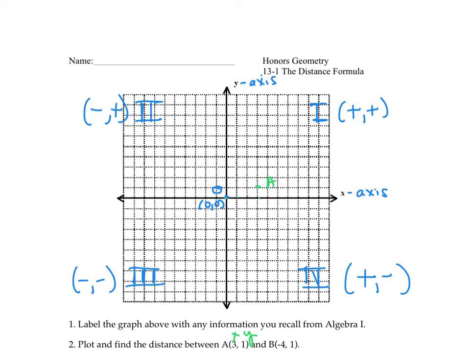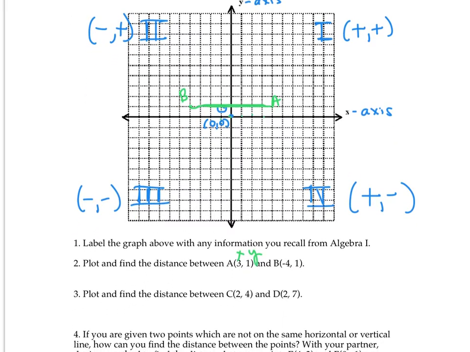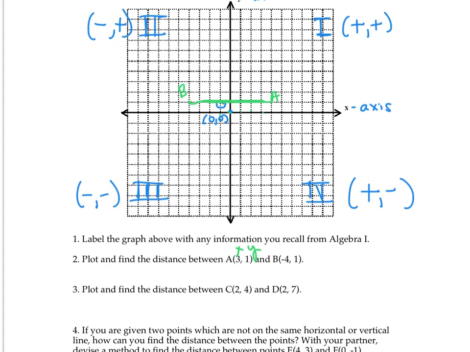1, 2, 3, 4, positive 1. So that's point B. And then connect those two dots to make a little line segment. Okay, so sorry, mine's not perfect there. All right, so between point A and point B, since it's a horizontal line, it's really easy to find the distance. And that distance can just be found by counting the number of squares between those 2 points. So it's easy to determine that the length of line segment AB is just equal to 7.